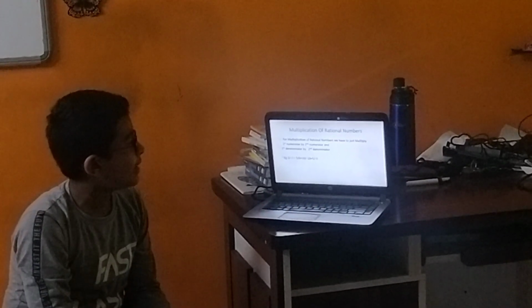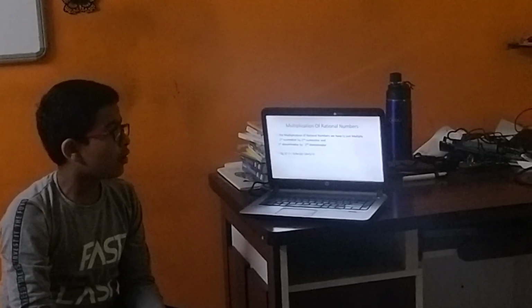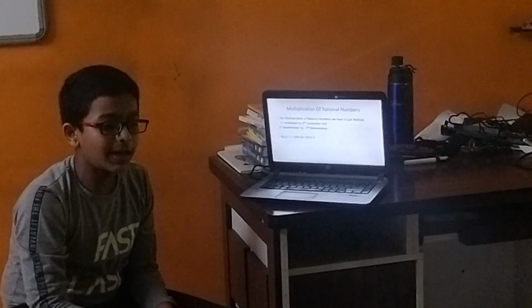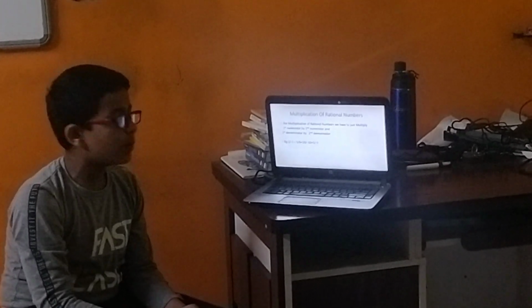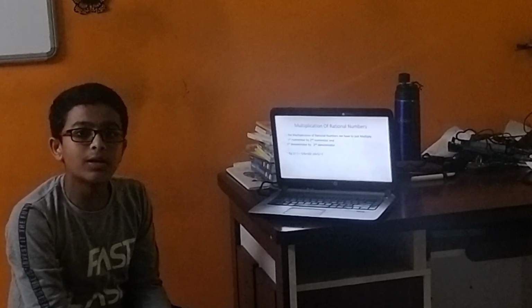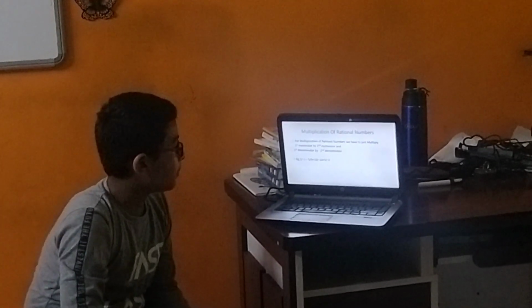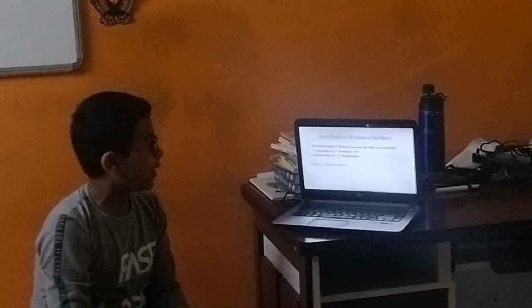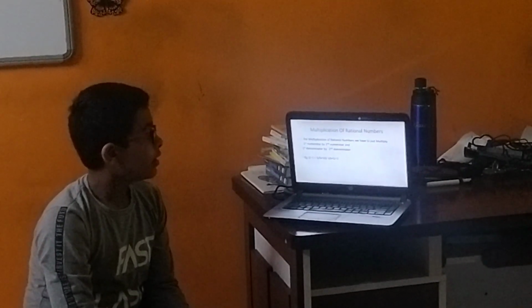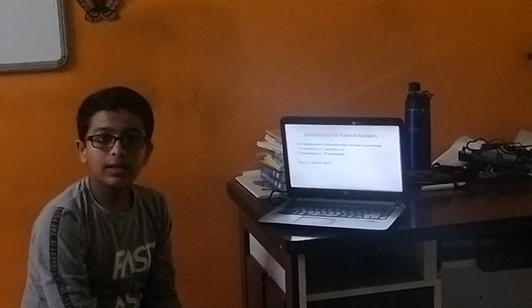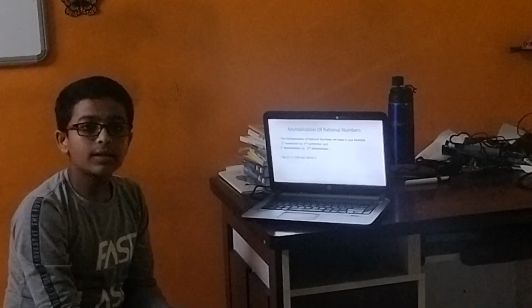Now multiplication of rational numbers. For multiplication of rational numbers, we don't need to make the fractions like. We only have to multiply the first numerator with the second numerator and the first denominator with the second denominator. Example: 2 by negative 3 into 5 by 6 is equal to 10 by negative 18, which is equal to negative 5 by 9, which we reduce and make a rational number.